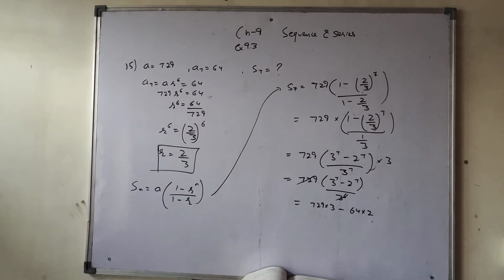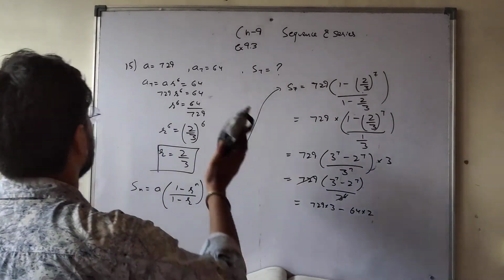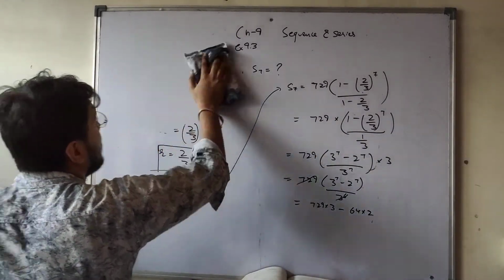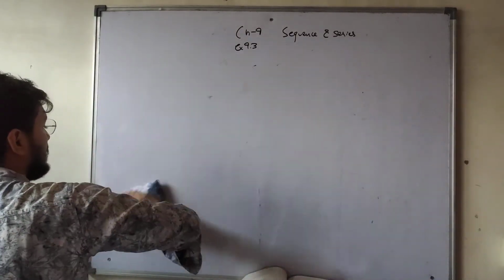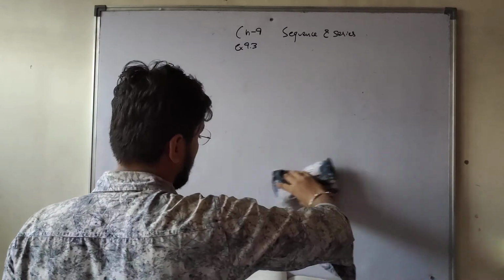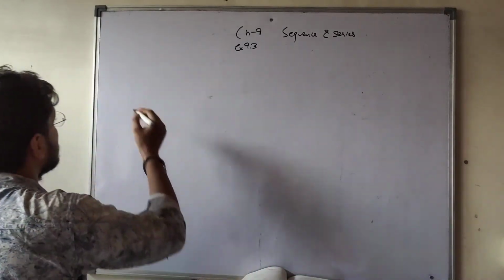Next let's do question number 16. So in question number 16, the chapter is very easy, just simple formulas: understand the language and put in the values. Question number 16.